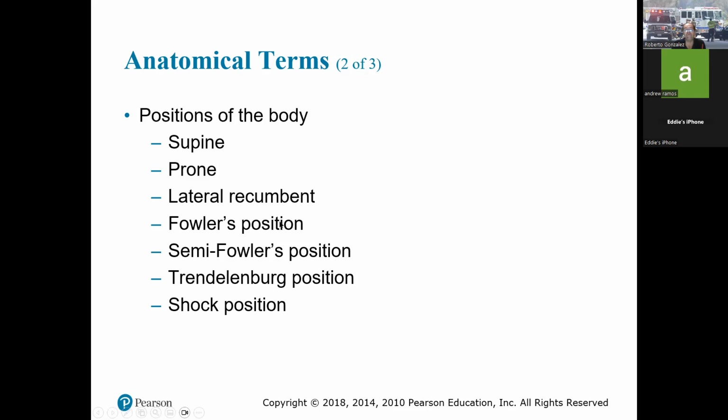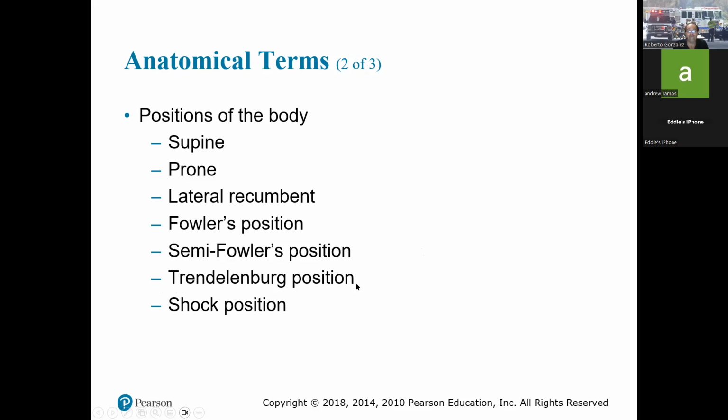Fowler's position. What is Fowler's position? At a 90-degree angle. Well, actually, no, you're right, 90-degree angle. Semi-Fowler's will be at a 45-degree angle. Okay, so 90-degree angle. And I'm going to tell you something: try to carry somebody in a 90-degree angle. It's going to be very uncomfortable for them. Semi-Fowler's is more of a comfortable position.